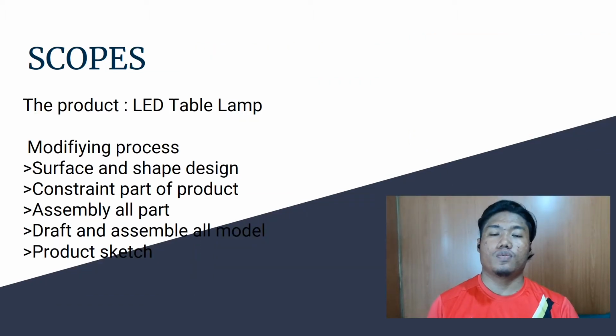Next, the scope. The product is an LED table lamp. For the modifying process, there are lots of processes. First, we go with surface and shape design. Next, constraint parts of the product, assemble all parts, draft and assemble all models. Lastly, the product sketch.